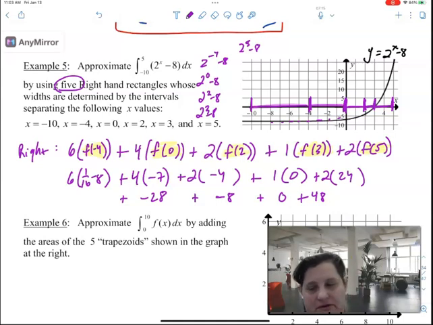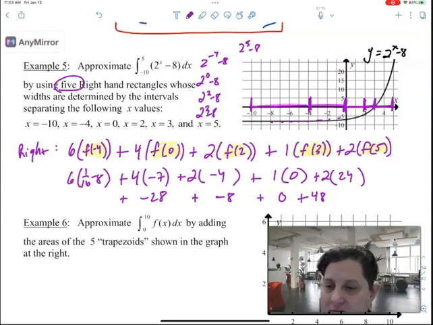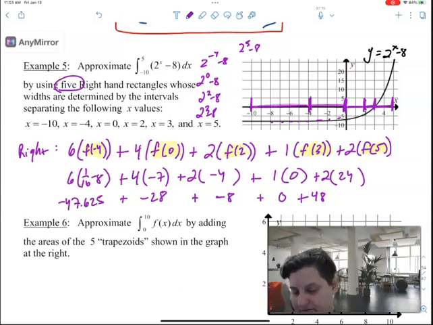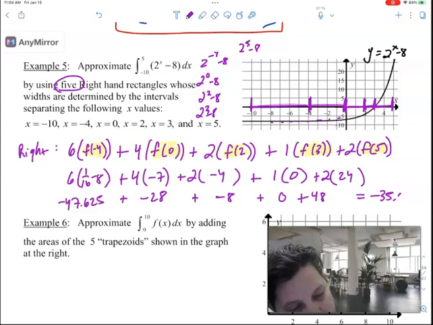If it's multiple choice, geez, I would have to do fractions. I don't want to do that right now. So I'm going to go, what's 6 times 1/16 minus 8, and that's -47.625. Add all these up, and I get -35.625. So why is this coming up as a negative?